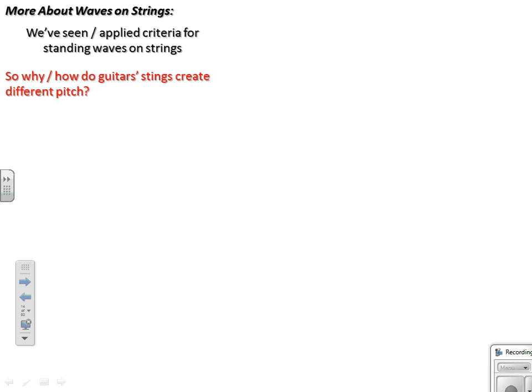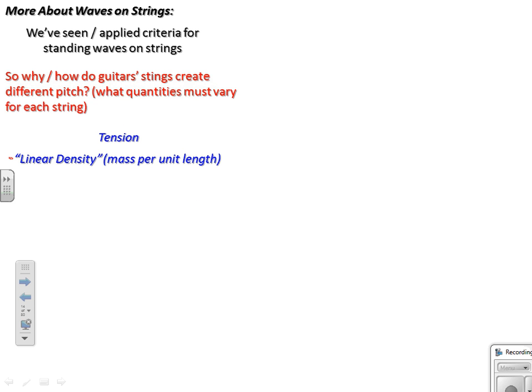But we can create different pitches on different guitar strings, right? And how do we do that? What do we have to actually change about a guitar string to make a different pitch? Well, there's two things. What changes between a high string and a low string? Well, they look different. The first thing is they have different linear densities. A thicker string sounds different than a thinner string. Linear density refers to the mass per unit length.